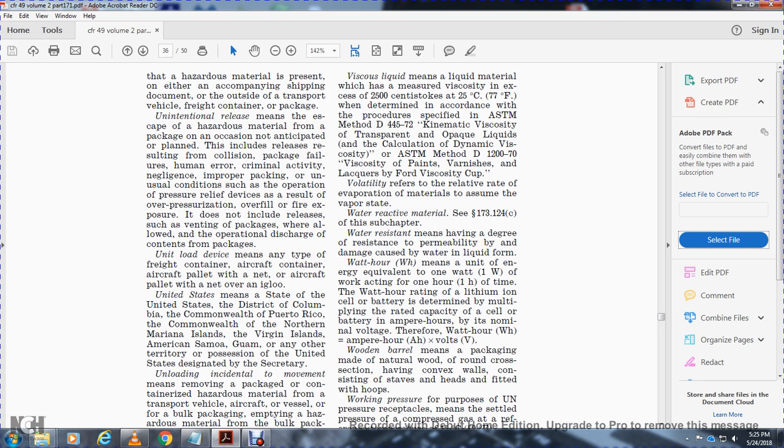Wooden barrel means a packaging made of natural wood, round in cross section, having convex walls consisting of staves and heads, with hoops.